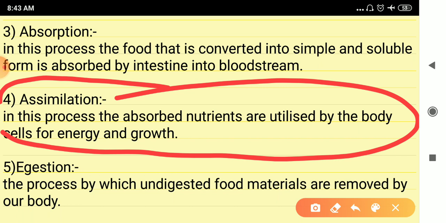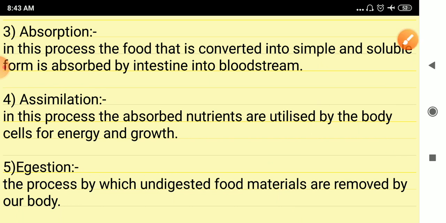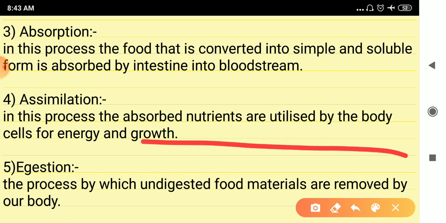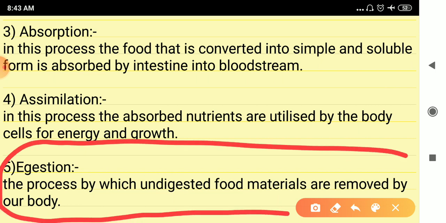And the last step in nutrition is egestion. In this process, the undigested food is removed by the body.